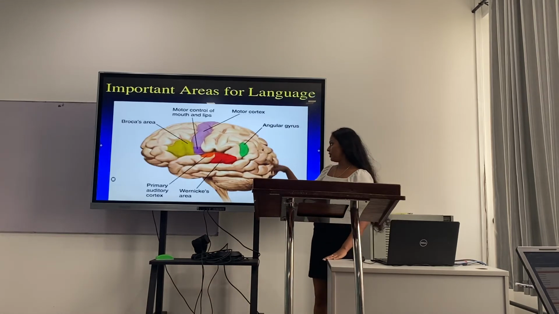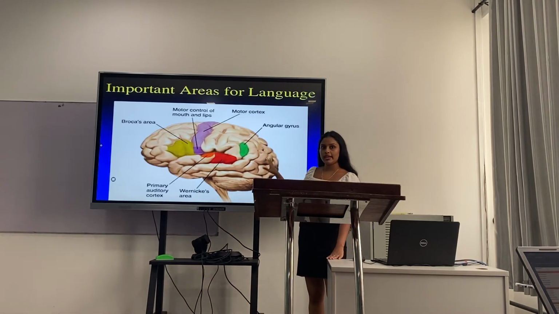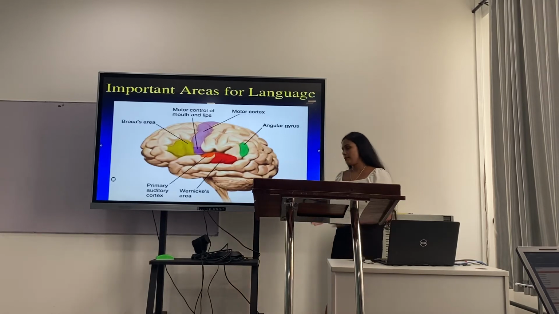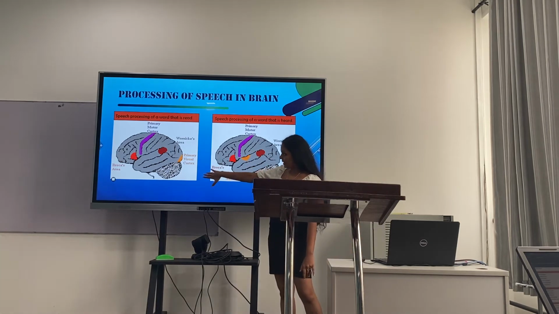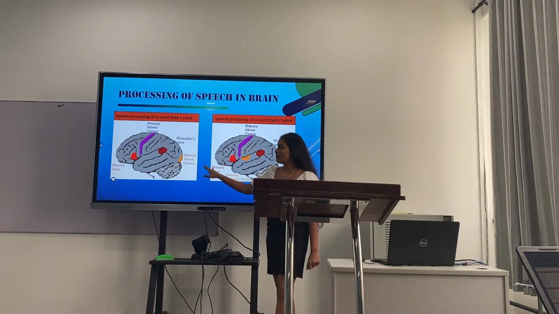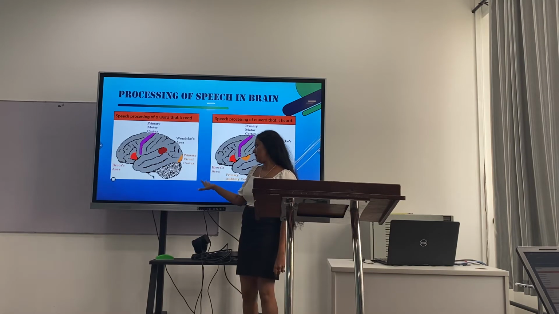what are the differences when a word is heard and when a word is read, when these parts work together? How do these parts communicate information between them when a word is first heard and when a word is read? Moving on to the next slide, this illustration represents how the brain processes a word that is heard and that is read.